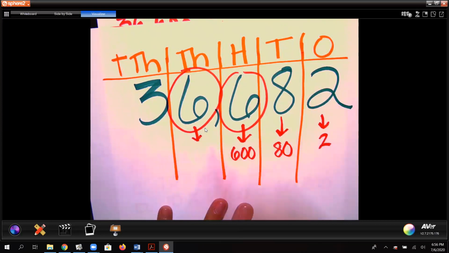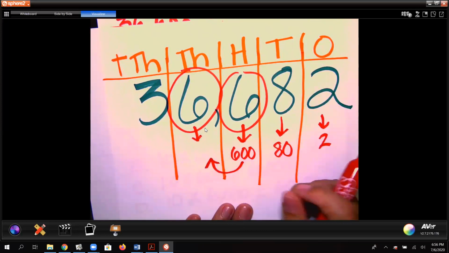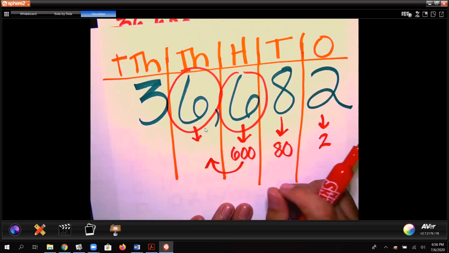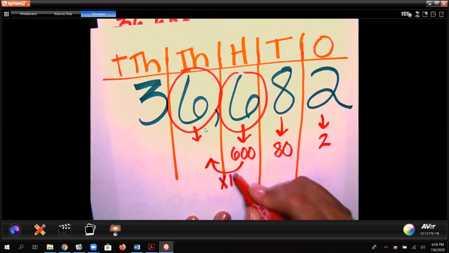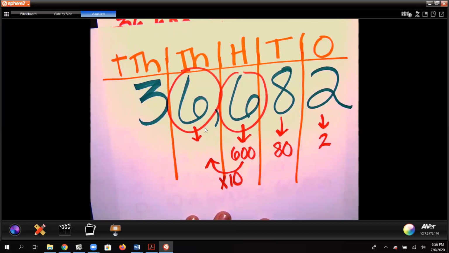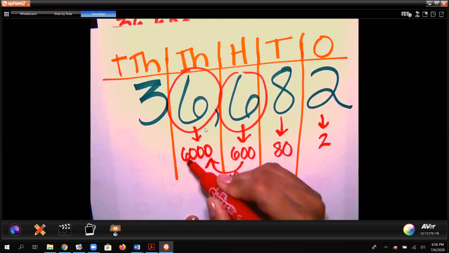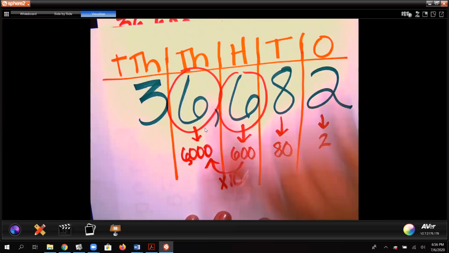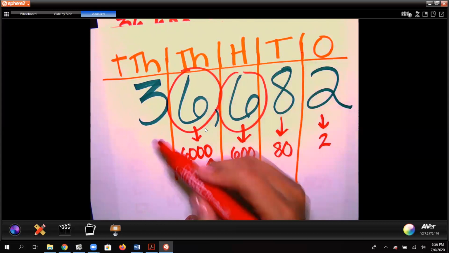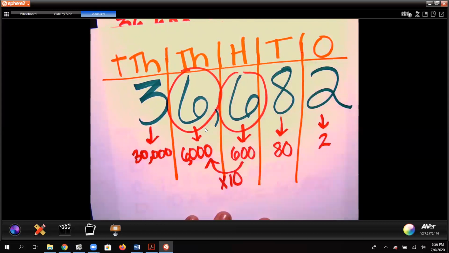What about this 6? Remember, every time you move to the left, you're increasing by times 10. So 600 times 10. Whenever you multiply by 10, you just add one more 0. So you write 600 and add one more 0, which would make it 6,000. It's the 1,000s place, so that's 6,000. And the value of this one would be 30,000.